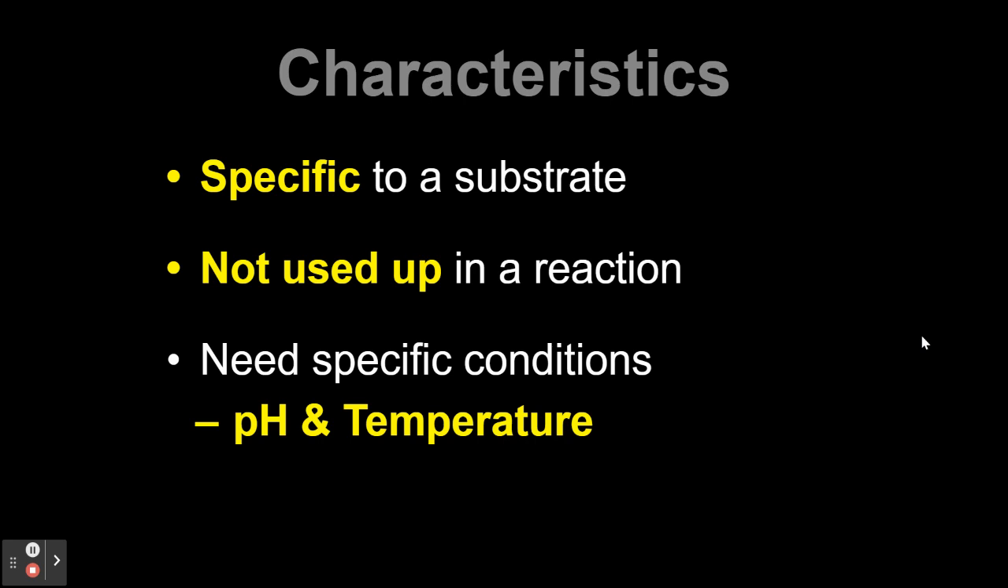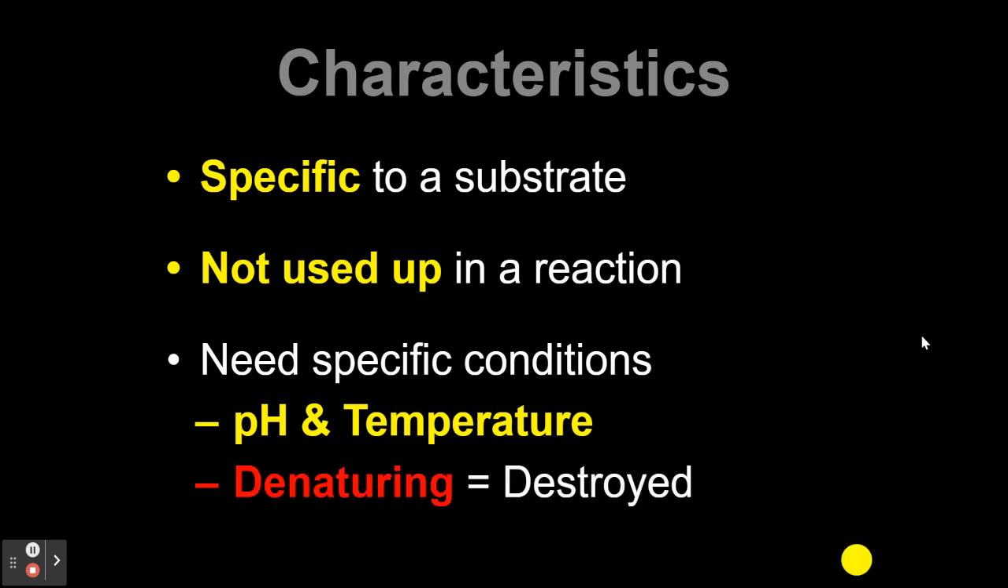Now, remember also the amount of substrate can also impact the rate of that reaction because if you don't have substrate, you can't do the reaction. But pH and temperature can actually denature the enzymes, which means that they are destroyed and they are destroyed forever.